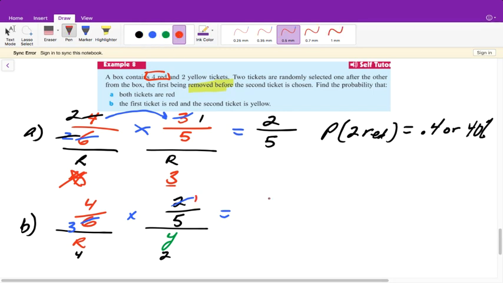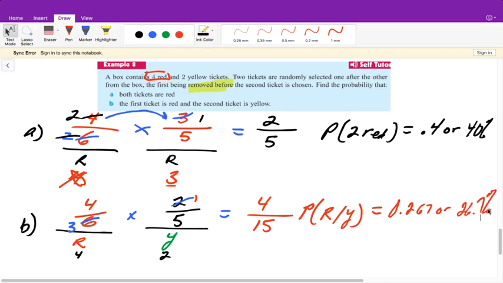4 times 1 will give me 4. 3 times 5 will give me 15. So then the probability of picking, I will say, a red, then a yellow, is equal to 4 divided by 15, which is 0.267 or 26.7%. All right, either one is acceptable. All right, there's one more example, then we're done with this video.